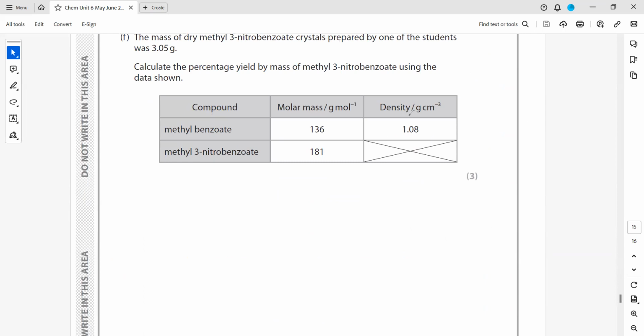So the methyl benzoate density is given, and the molar mass is given. Density is mass over volume, so mass will be density times the volume. The density is 1.08 and the volume used is 4. This will give us the mass of methyl benzoate which was used in the experiment. So 1.08 multiplied by 4 is 4.32 grams.